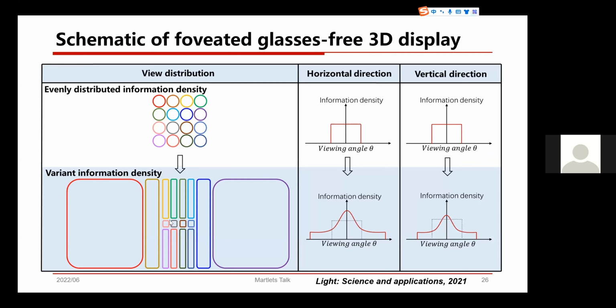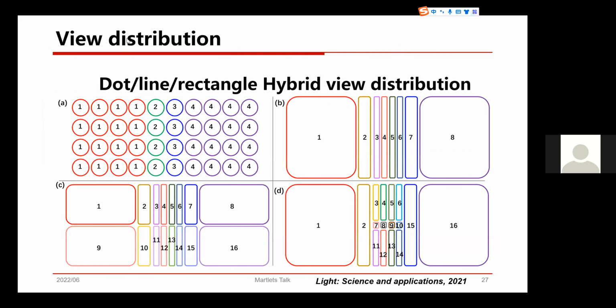We can have higher resolution at the center of the screen and lower resolution, but with extended viewing angle, at the periphery. In this case, the views do not necessarily need to be lines or dots evenly spaced in the viewing window, but can have a hybrid shape. It can be a hybrid shape like this, with dots, lines and rectangular shapes hybridized together. So we have proposed several view distributions. In these four cases, the views are distributed unevenly in the horizontal direction or in both directions.